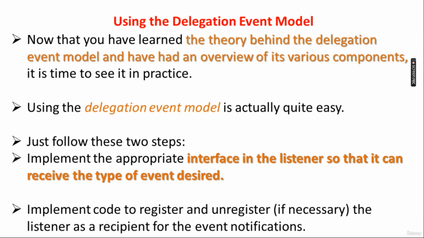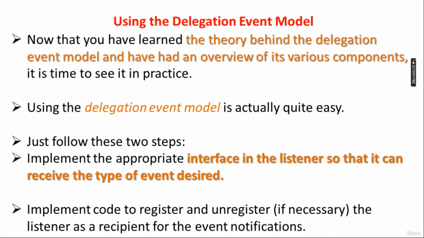Using the delegation event model is very easy. What we have to do is implement the appropriate interface in the listener so that it can receive the type of event desired or interested in. So first of all, create the source, then create a listener that implements the particular interface. Implement code to register and unregister the listener as the recipient for the event notification.